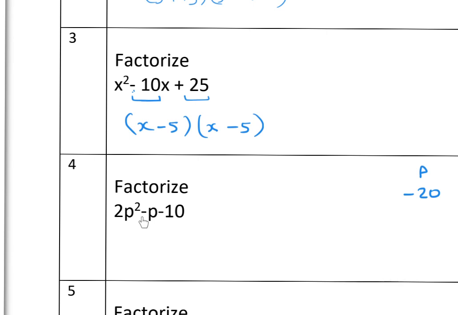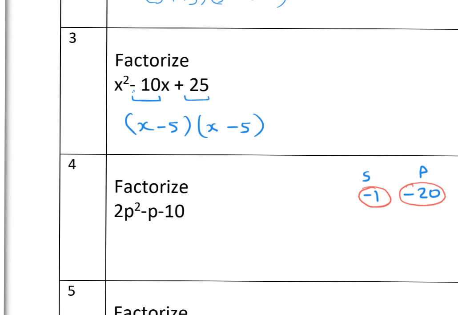And the middle term is negative 1, because there is no number, so this means 1, so negative 1. This is the sum. Now try to find two numbers: if you multiply them together, you get negative 20, and if you add them, you get negative 1.